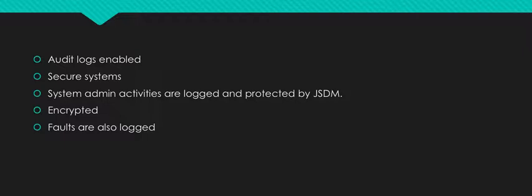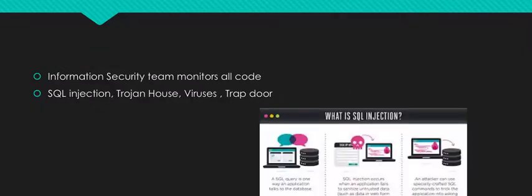The log data at JSDM is encrypted. Any faults that occur at JSDM are also logged by the IT security team. After that, the log data is analyzed by the change management team to decide what changes to propose and perhaps implement in the future.